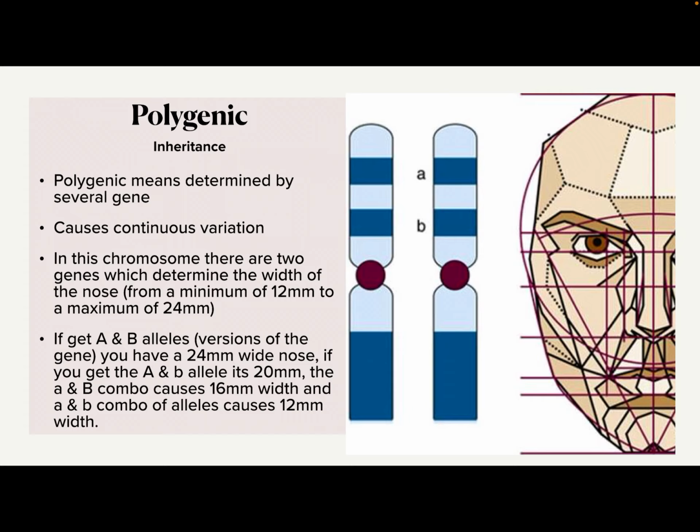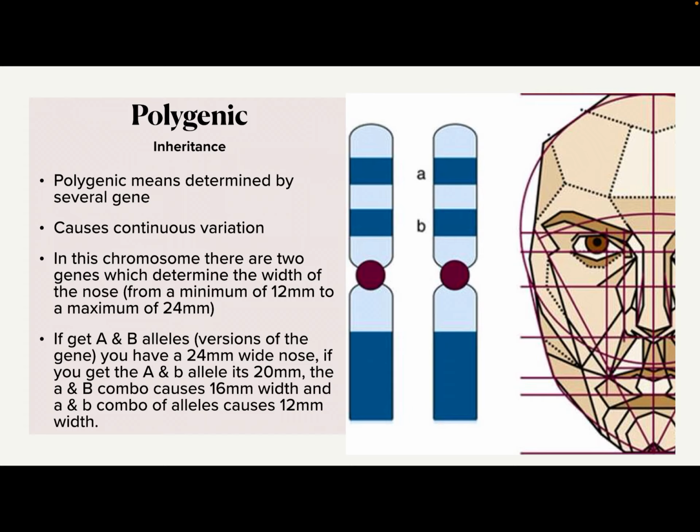So for gene 1 you could have a capital A, and for gene 2 you could have a capital B. And so imagine if you get both of those, then you're going to have a really wide nose. If you get a capital A for the first gene and a lowercase b for the second gene, it's only 20 mil. If you get a lowercase a and a capital B, that combination would give you 16. And a small a and a small b will give you 12 mil.